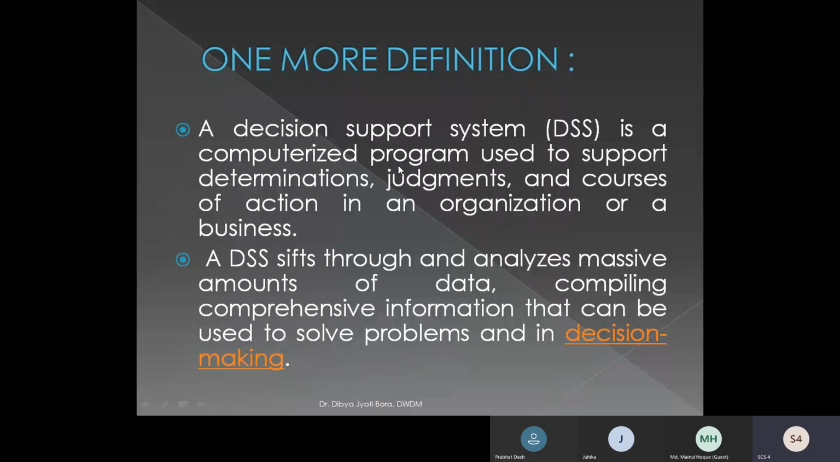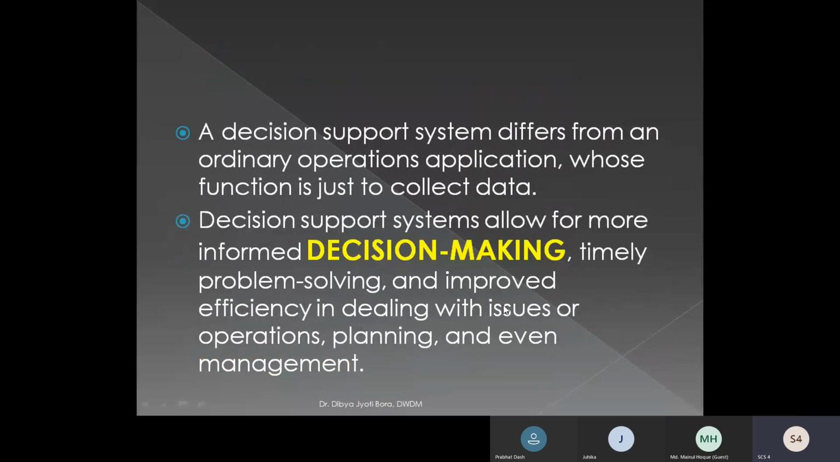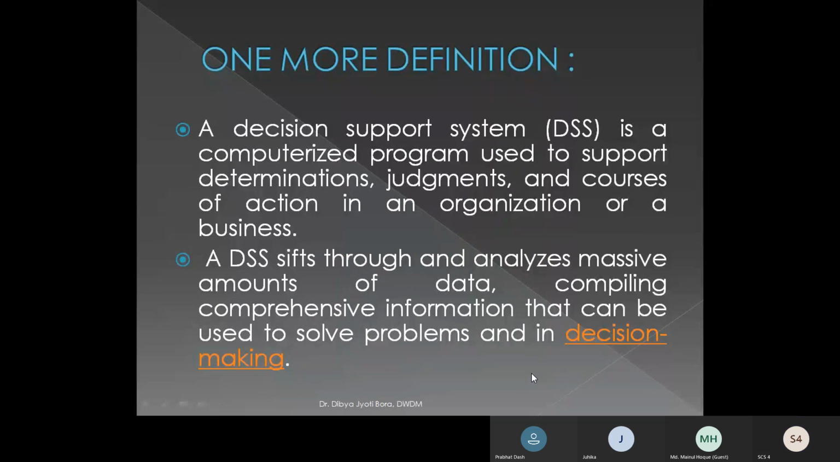Several definitions are there for this DSS, like these two. A DSS is a computerized program used to support determinations, judgments, and courses of action in an organization or a business, right? A DSS sifts through and analyzes massive amounts of data, compiling comprehensive information that can be used to solve problems and for decision making. So I hope that this term decision making is now clear to you.